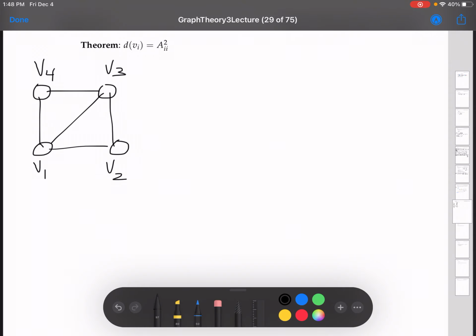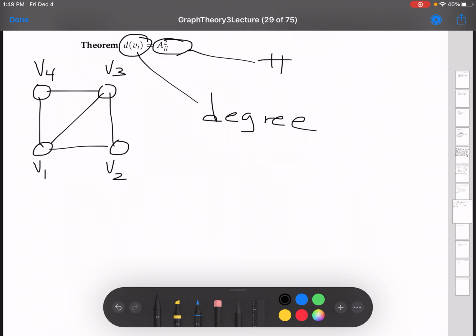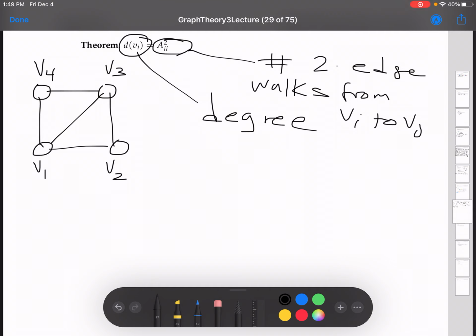All right, now I want to show you why this theorem holds. Remember that this is the degree, the number of vertices that touch Vi. And by the theorem that I introduced in the previous video, this is the number of two-edge walks from Vi to Vi, to itself.